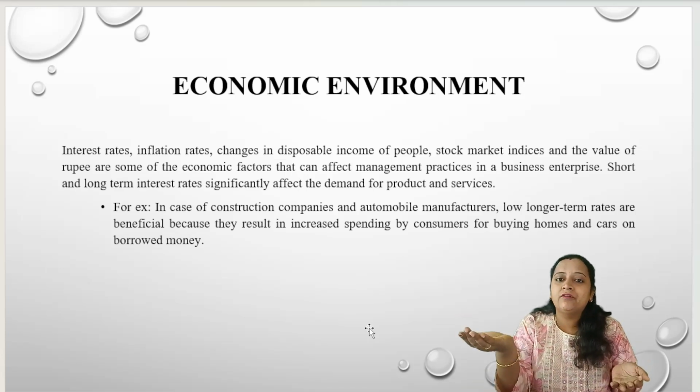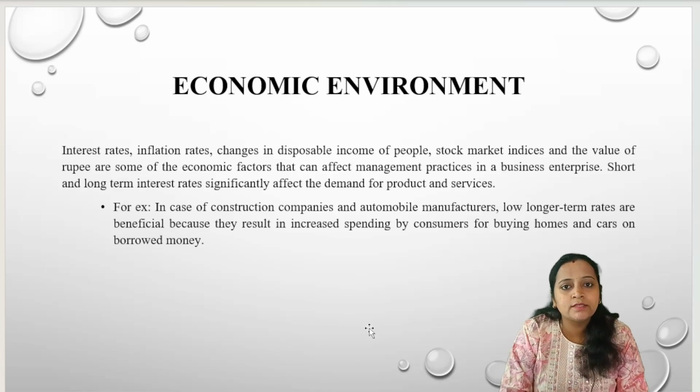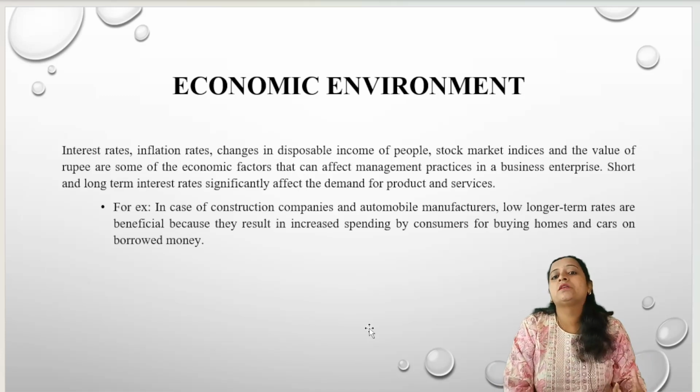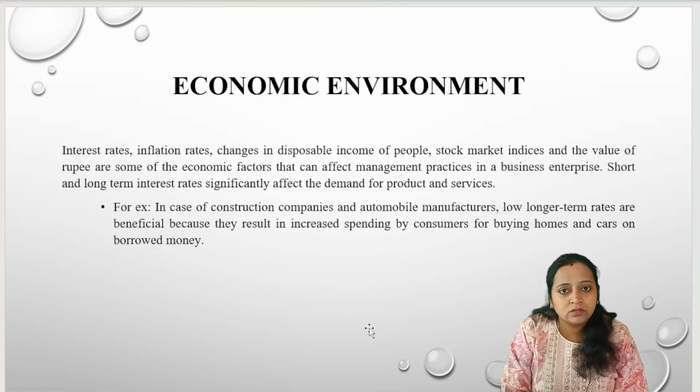And the changes in the disposable income, what is there in the hands of the people. If the income of the people increases, what happens? Automatically their spending capacity will also increase. So automatically they will purchase goods and services from the businesses. So demand for the products will also increase.